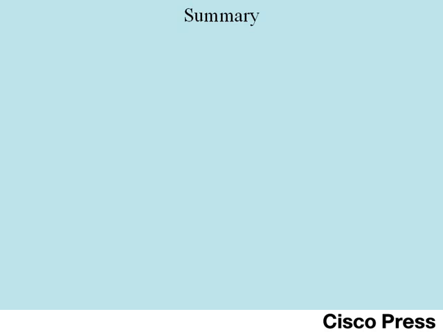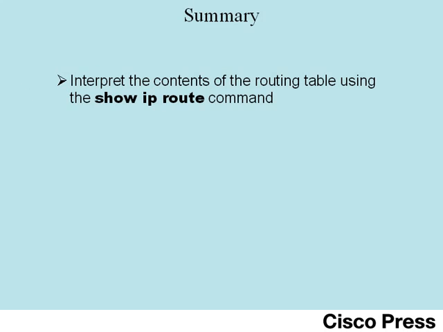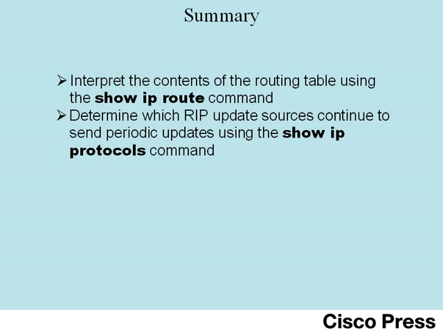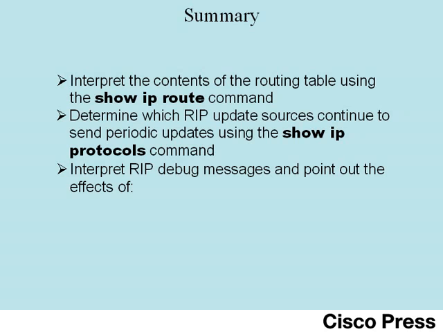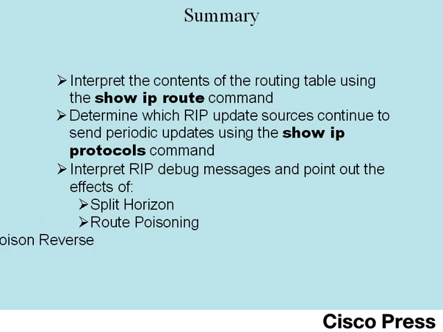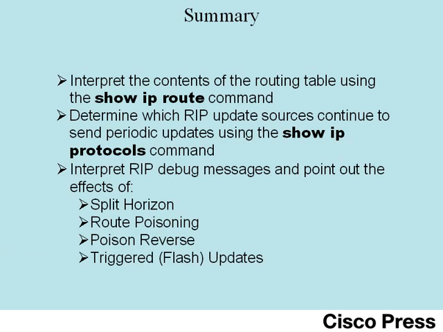This concludes ICND2 Lab 3. In this lab, you've seen how to interpret the contents of the IP routing table in a Cisco router using the show IP route command. You've seen how to determine which RIP update sources are still sending routes based on the output of the show IP protocols command. And you've seen a lot about how to interpret RIP debug messages, particularly how to see the effects of split horizon, route poisoning, poison reverse, and triggered updates.